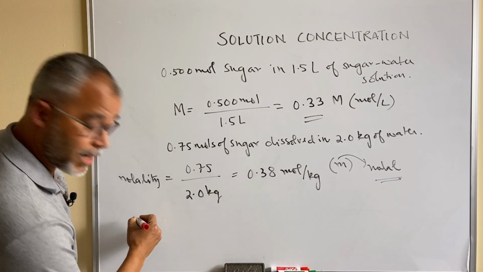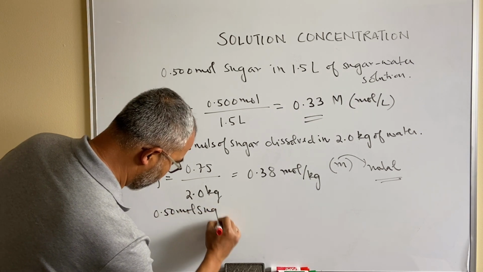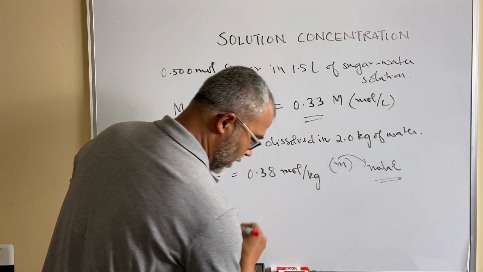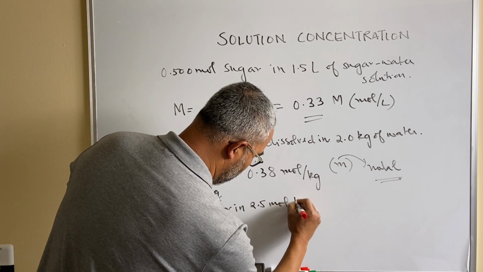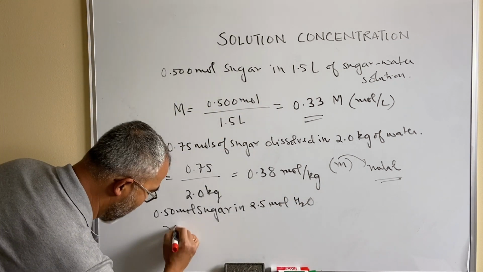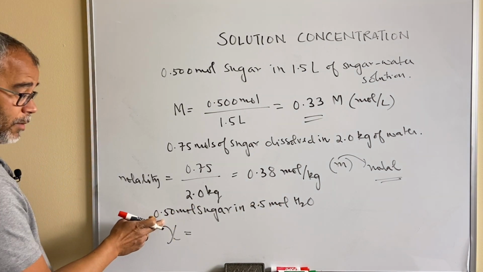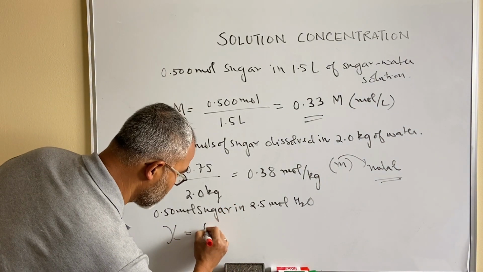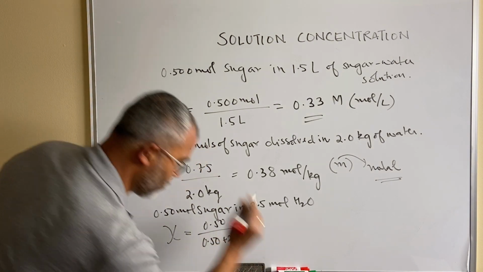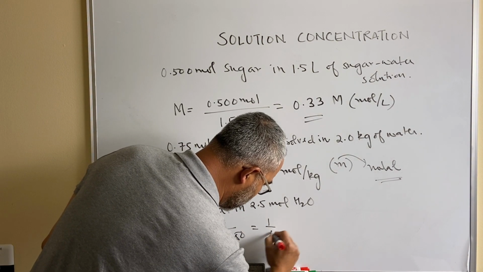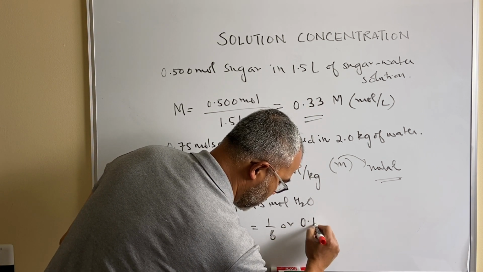So that's good. I'm just going to write that out here. So let's say we have 0.50 moles of sugar, and that is in 2.5 moles of water. So the mole fraction of the sugar is going to be 0.50 moles over the total number of moles, which is going to be 0.50 plus 2.5. That's going to be 0.50 over 0.50 plus 2.50, which gives us 1 over 6, or 0.17.